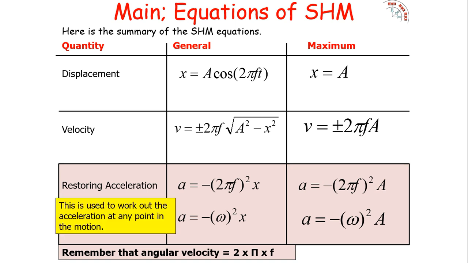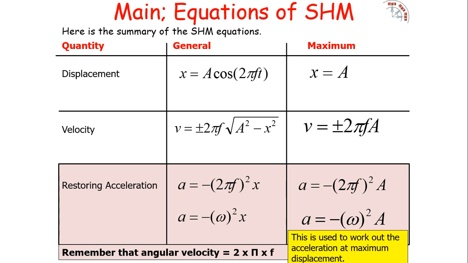Whilst here, the restoring acceleration, this is the equation used to work out acceleration at any point in the motion. a equals minus omega squared x, and to work out the maximum acceleration, which occurs at the maximum displacement at the amplitude, we know that a equals minus omega squared A, and remember, this is proof that it's undergoing simple harmonic motion because a is directly proportional to negative x.